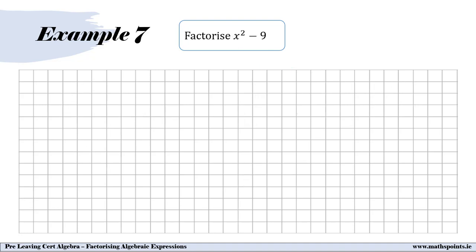So in example 7, we can see that there's 2 terms in the expression. Both of them are squared numbers, and we can see that they're separated by a minus. And so this is the difference of 2 squares.